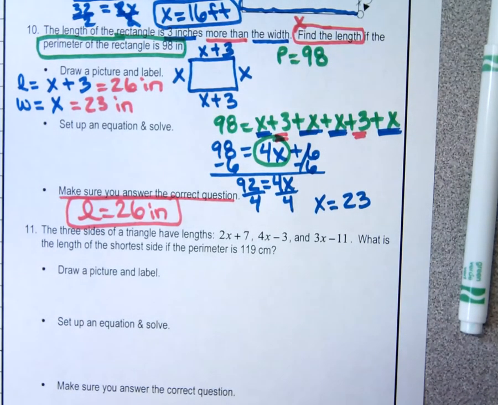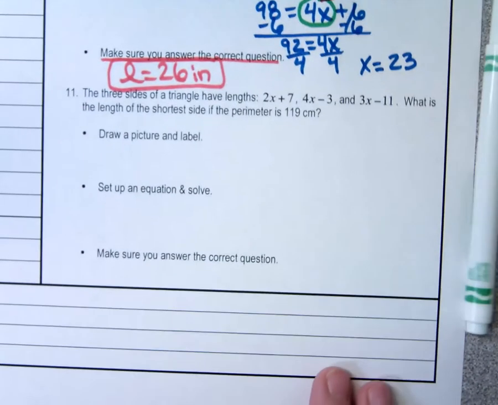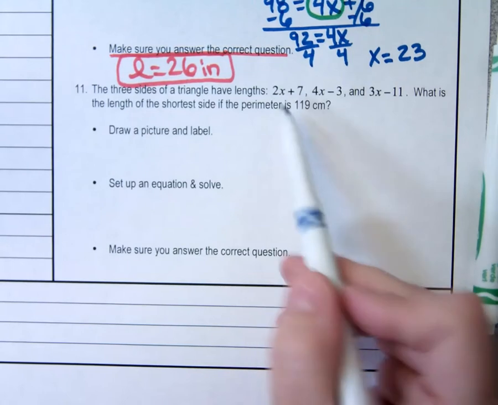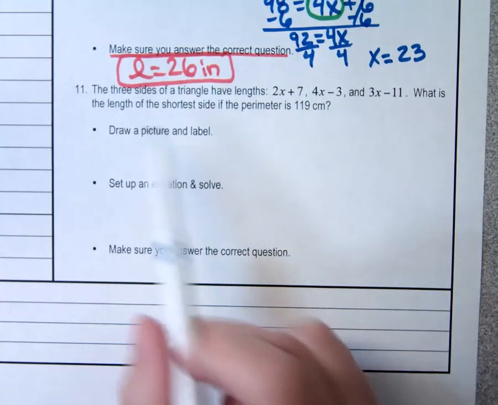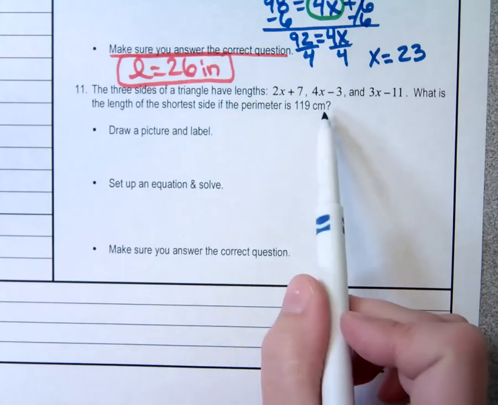Okay, we're almost there. All right, number 11. The three sides of a triangle have lengths 2x plus 7, 4x minus 3, 3x minus 11. What is the length of the shortest side if the perimeter is 119?